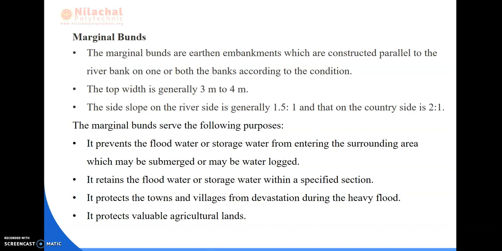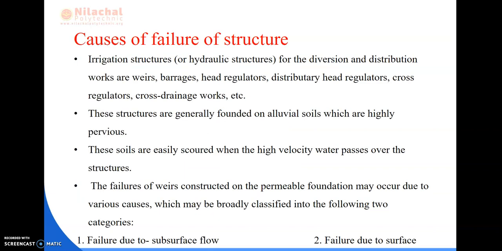and the slope of the marginal bunds is 1.5:1, and in the countryside it is 2:1, and the top width of the marginal bund is about 3 to 4 meters.